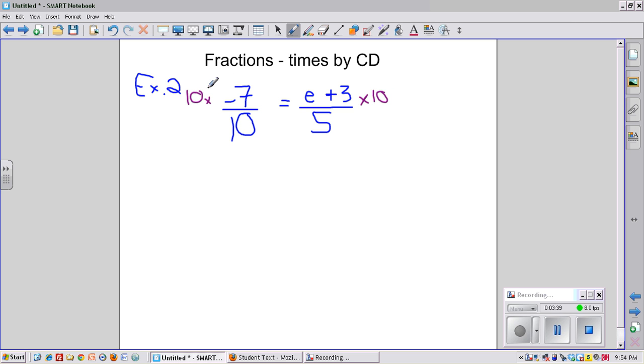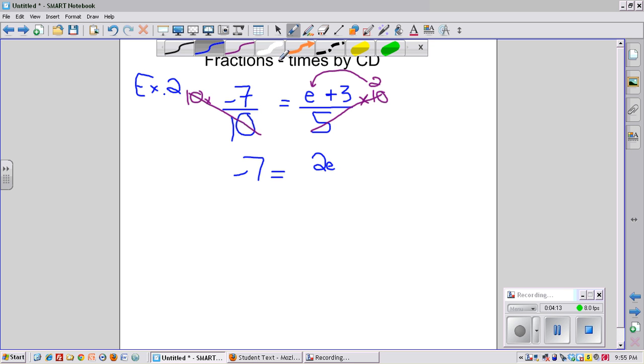So this side's okay. That cancels completely, and we have negative 7. This side, not quite as okay. We're going to have a cancellation here of 2. And so we still have to multiply, though, and this is maybe the tricky part for students. We have to multiply this by 10 and cancel it first, and then we can distribute the 2. So it's 2 times e, and then we'll go to the 2 times the positive 3 as well.